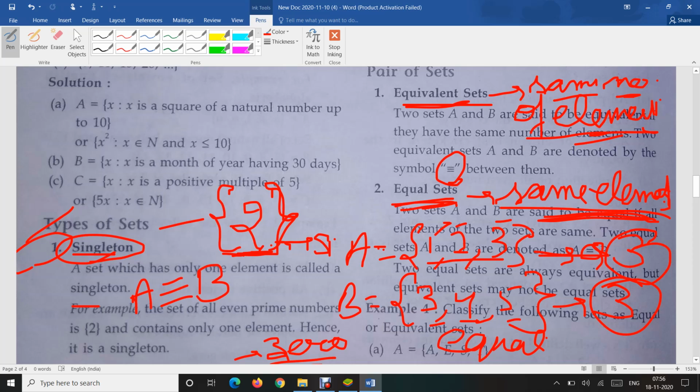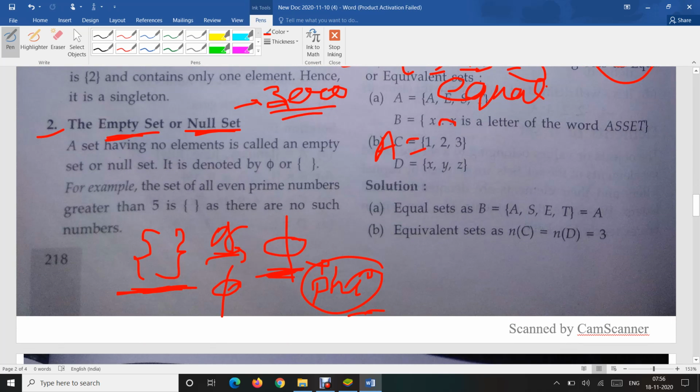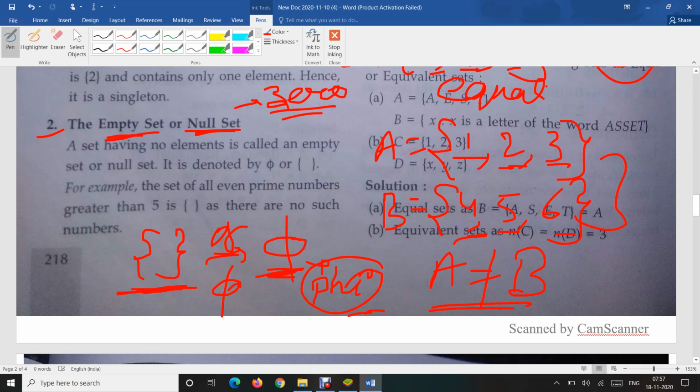Now what do we mean by same elements or equal sets? Suppose A is equal to 1, 2, 3 and B is also 1, 2 and 3. Here 1 is the same, 2 is the same, 3 is the same. So these are equal sets. That means set A is equal to set B. Now suppose set A is equal to 1, 2, 3 and set B is equal to 4, 5, 6. Here no element is the same. So this will not be an equal set. If two sets have the same number of elements, then they are equivalent sets, and if two sets have the same elements, then they are equal sets. Now there is one more thing.